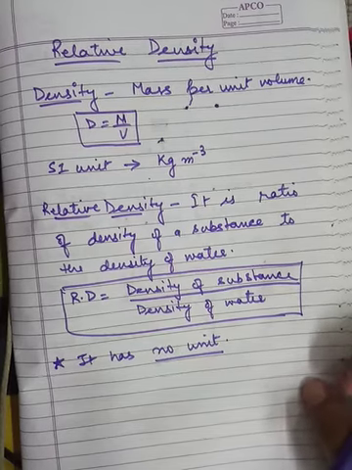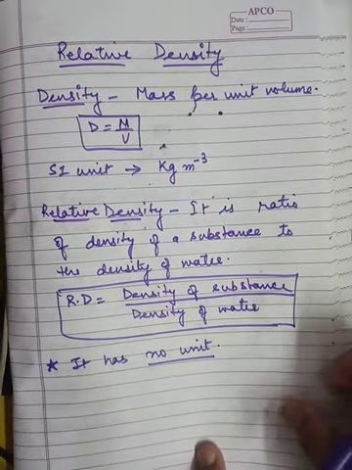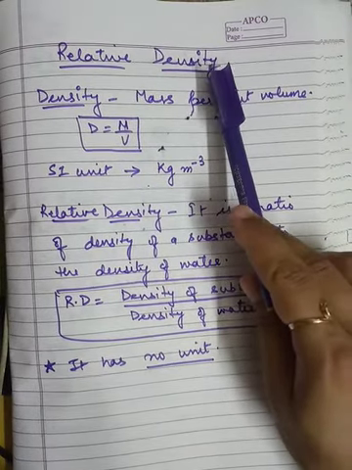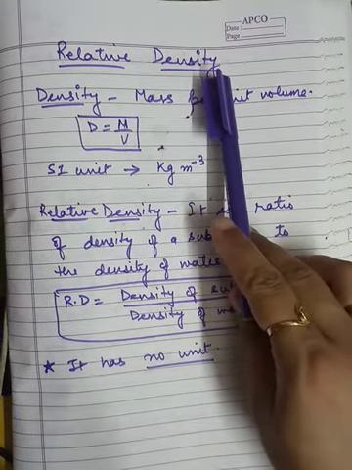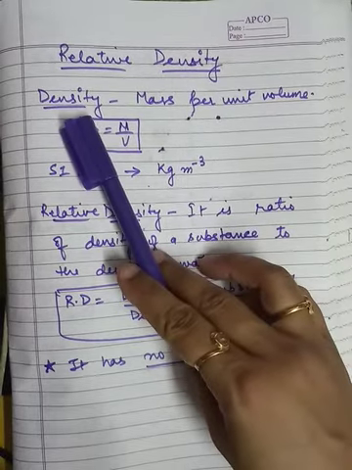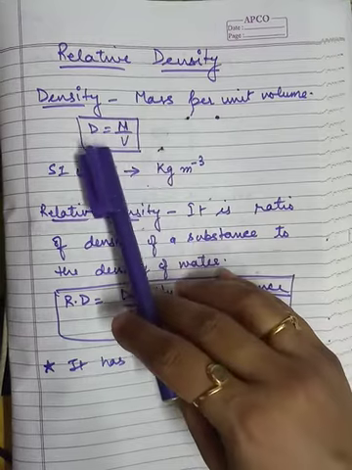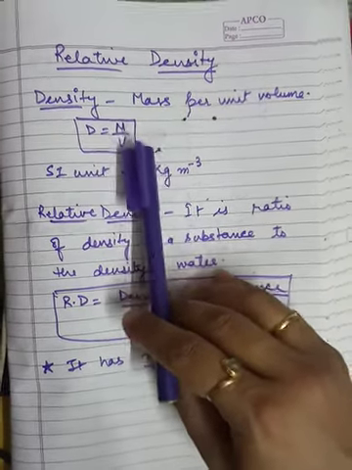Hello students. So our next topic, that is the last topic of this chapter, is relative density. It is a very small topic, very simple and small topic. The concept of density we already know, that is mass per unit volume. And according to the formula we can write down D is equal to M upon V.